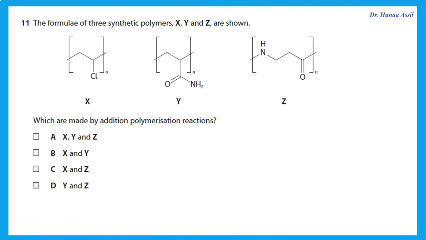Question 11. The formulas of 3 synthetic polymers are shown, which are made by addition polymerization. So where do we start? Addition polymerization means I started with an alkene. So X would start with this kind of monomer, Y would start with this kind of monomer, but Z would not have an alkene as monomer. This was done by condensation polymerization. So the ones that were made by addition are X and Y.